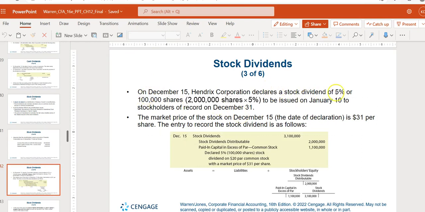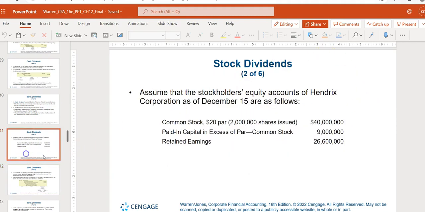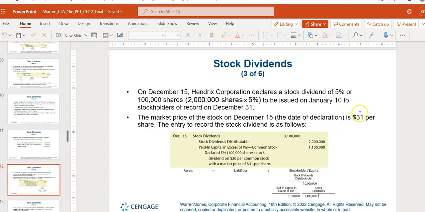Now, we declare a stock dividend of 5% or 100,000 shares to be issued on January 10th to stockholders on record December 31st. So, this is the date of declaration, this is the date of payment, and this is the date of record. Okay, so the market price on December 15th is $31 per share. But, check it out over here. Our par is 20. Market is 31.